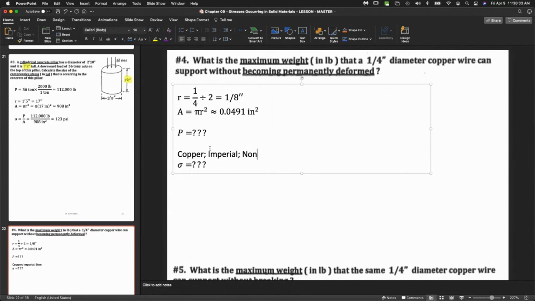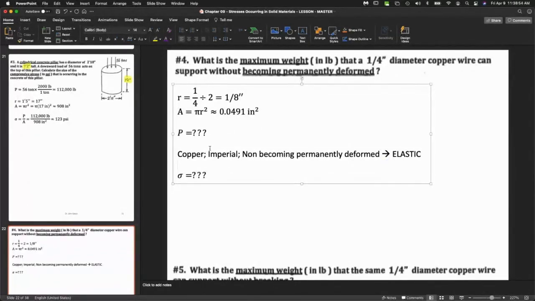One last thing. Not becoming permanently deformed. Not becoming permanently deformed is elastic, okay? I can spell. Elastic. So that's huge, that's about permanent deformation. The number that Shalon reported, I'm assuming, was the ultimate value. Is that correct, Shalon? You found the ultimate value? Good. But we're going to use the elastic value. From the table, that's 22,000 psi.